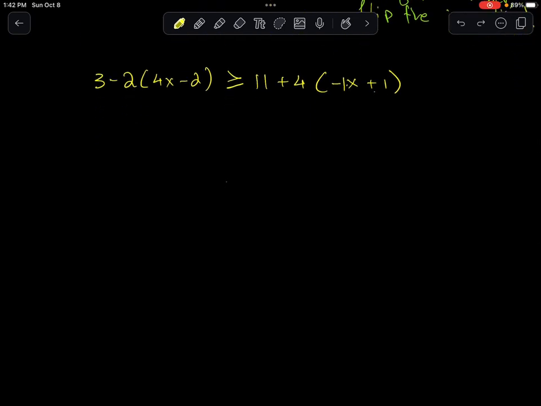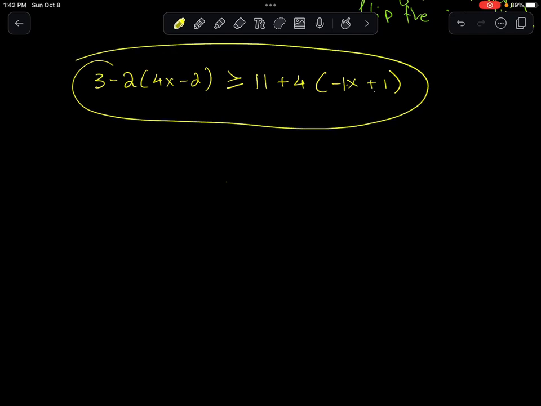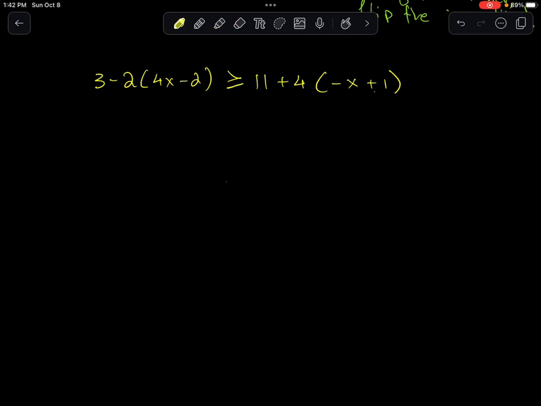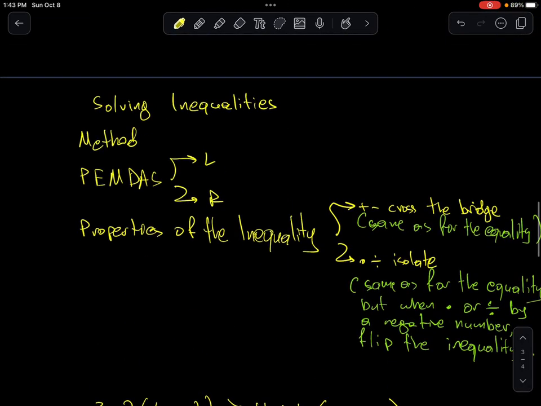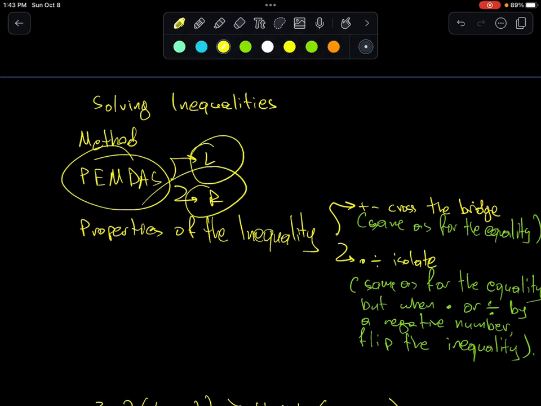Let's apply it to this example. We have 3 minus 2 parenthesis 4x minus 2 closing parenthesis greater than or equal to 11 plus 4 parenthesis negative x. Usually it's going to be written as negative x plus 1, and let's start by applying the first step, which is PEMDAS, in particular do PEMDAS to the left and PEMDAS to the right.